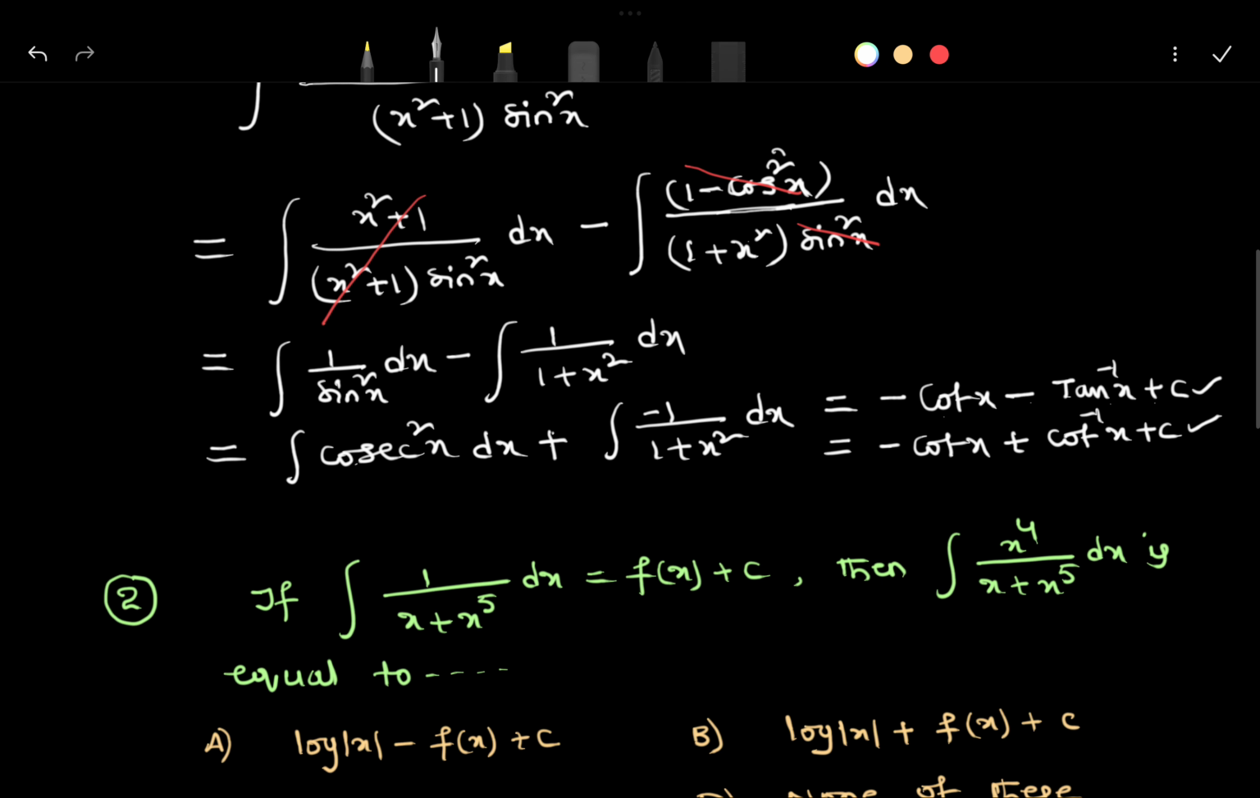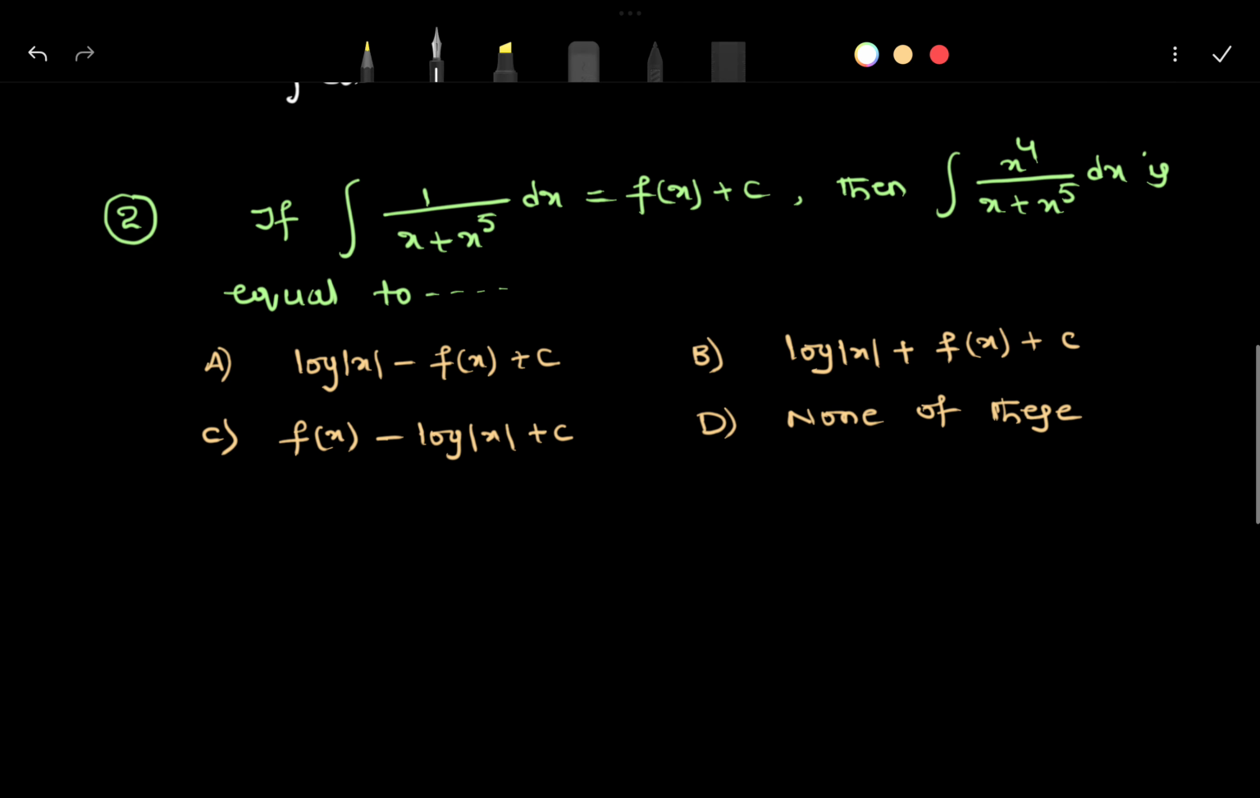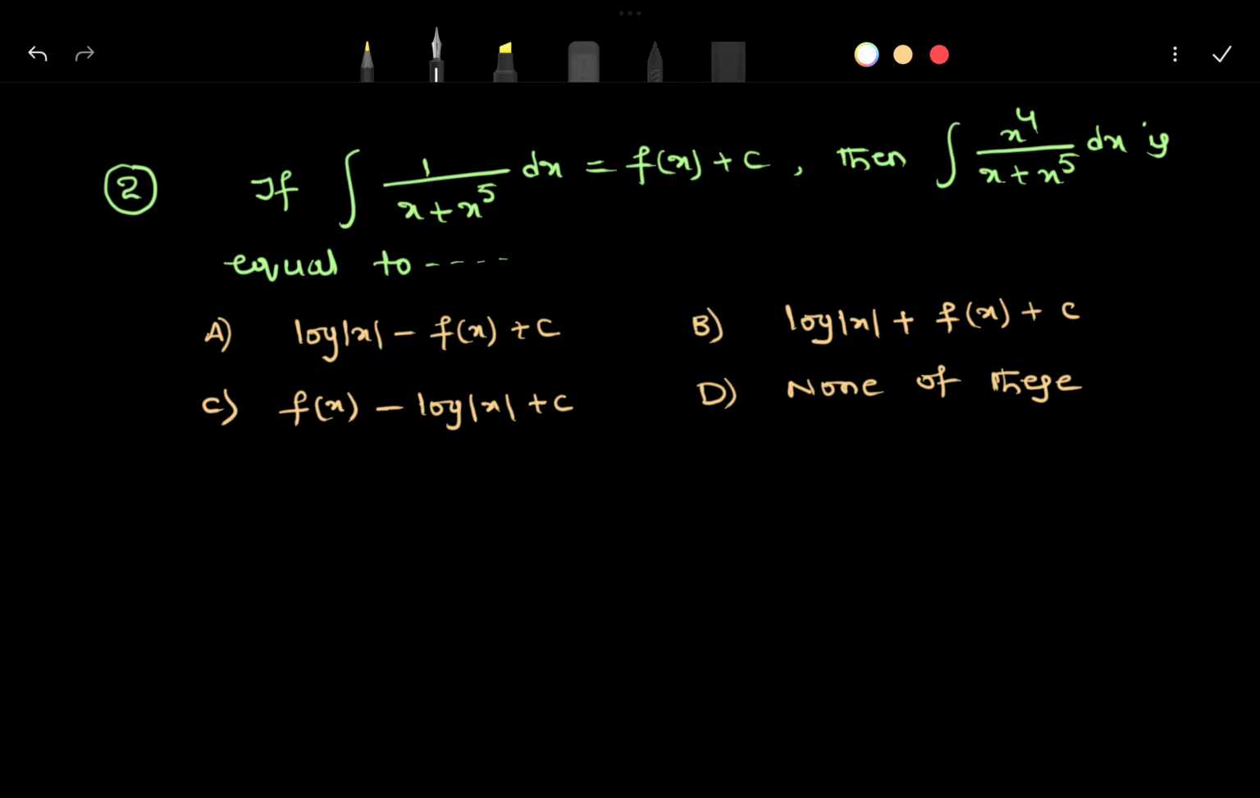Now go to one more question. The integration of 1 by (x plus x to the power of 5) into dx is equal to f of x plus c. Then find the integration of x to the power of 4 by (x plus x to the power of 5) into dx. First of all, observe the given options. All the options are given in terms of f of x plus c. So here we have to express it in terms of f of x plus c.